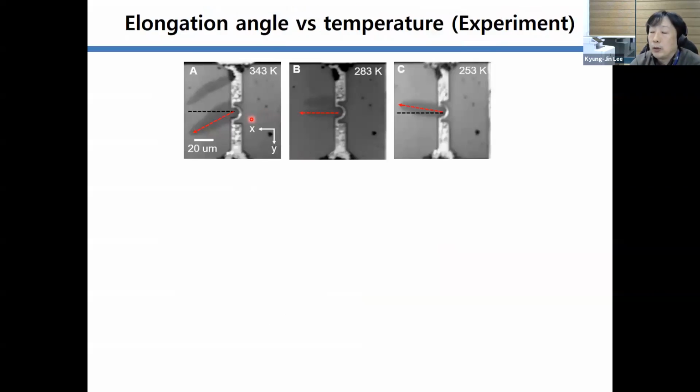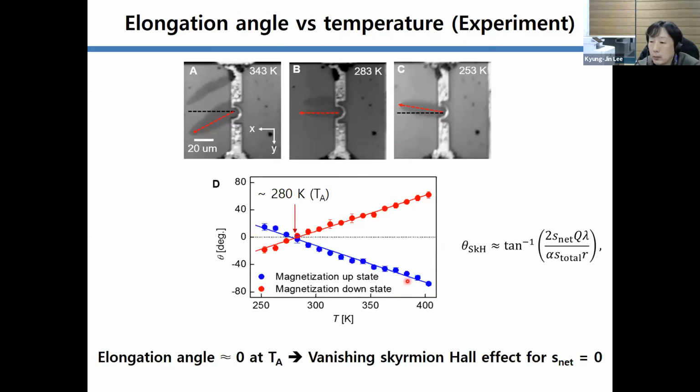So we carried out the same experiment at various temperatures. At 340 K theta is negative, at 280 K almost 0, and at 253 K it is positive. And the results are summarized here. For the magnetization up bubble and the magnetization down bubble, they have a kind of mirror symmetry and are quite linear with temperature. And at 280 K, it becomes 0. And as I told you before, this temperature is the angular momentum compensation temperature of this sample.